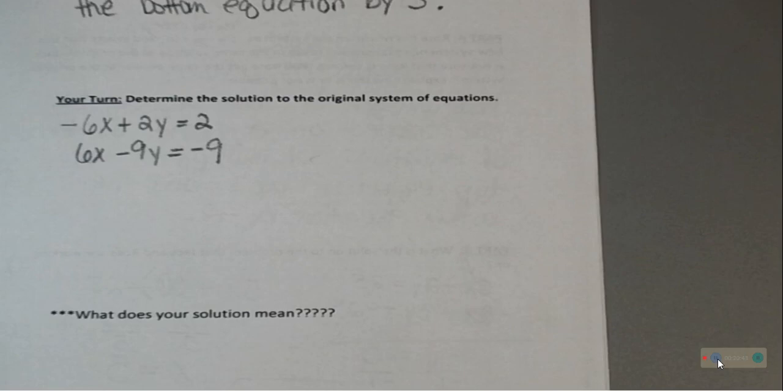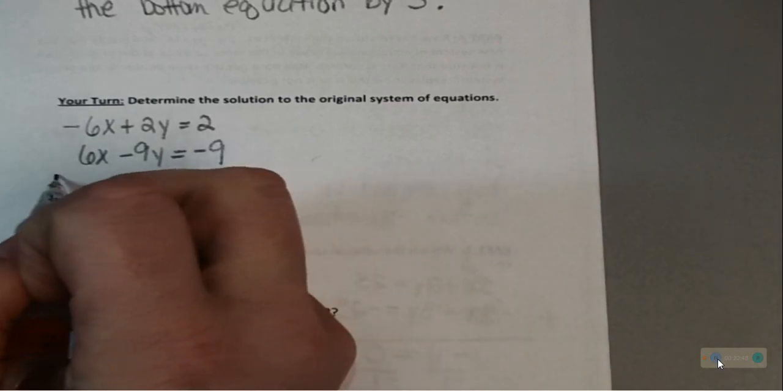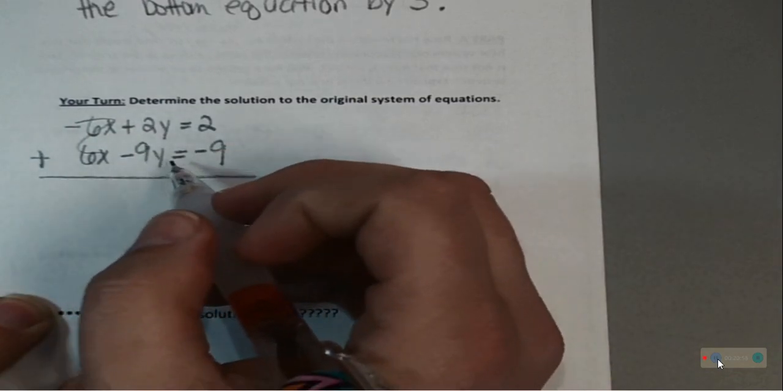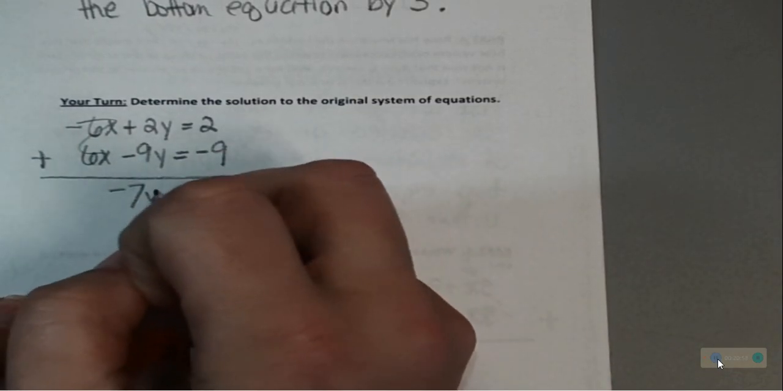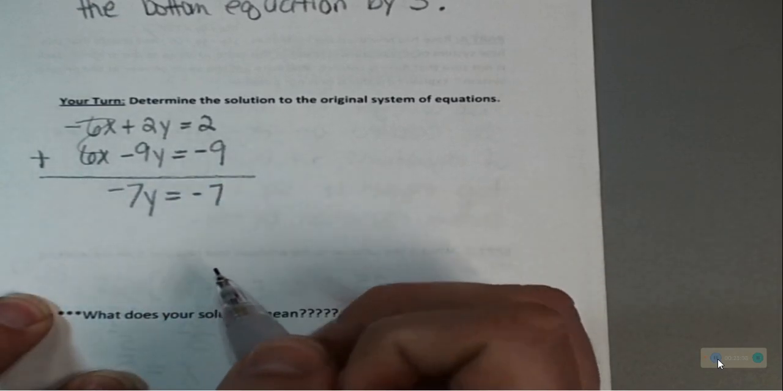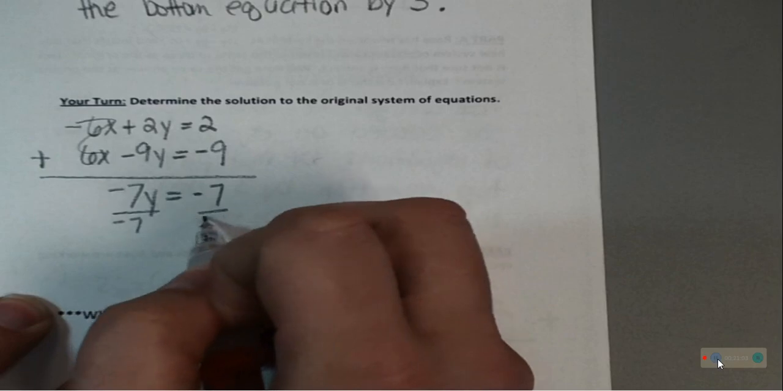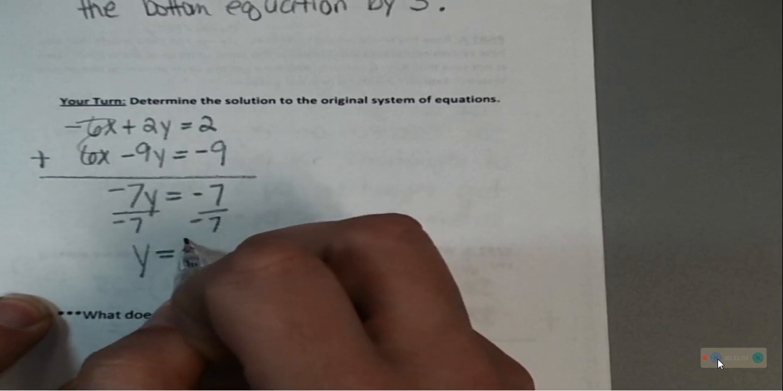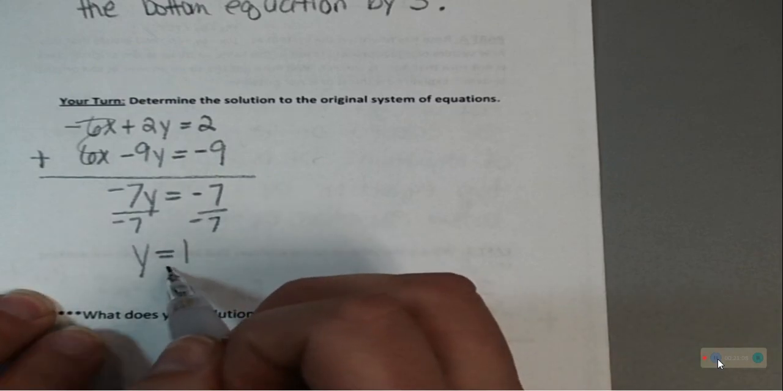All right, so Louie's system of equations, we determined he had already done the right thing. So it was okay if you chose that, and you should be ready to add. So negative 6x and positive 6x go away, and you get negative 7y equals negative 7. How do you undo times negative 7? Very good. We're going to divide by negative 7. So y equals 1.